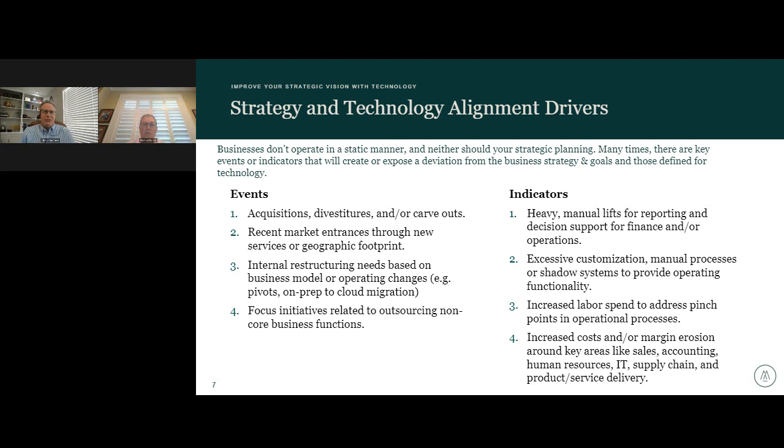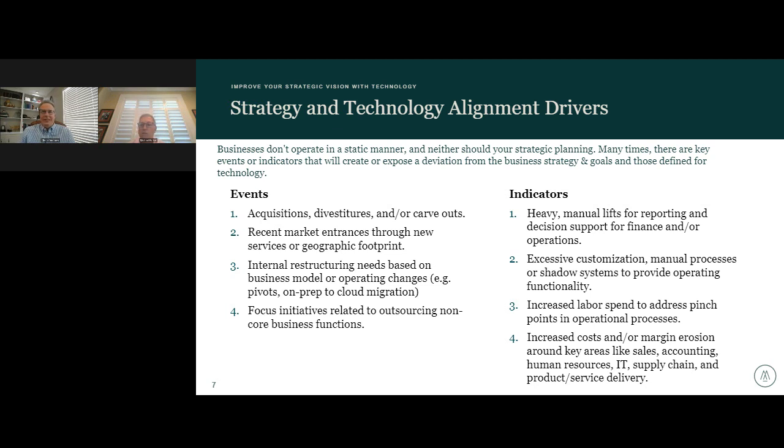Recent market entrances through newer services or geographic footprint. Where am I having to deliver? And am I having to deliver a new product or service? And does the technology serve that? And does the technology communicate that change so that the market's aware?